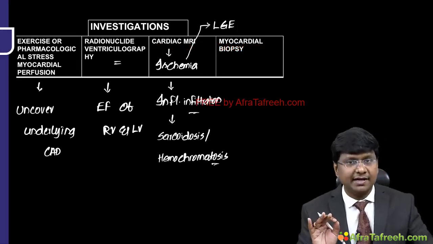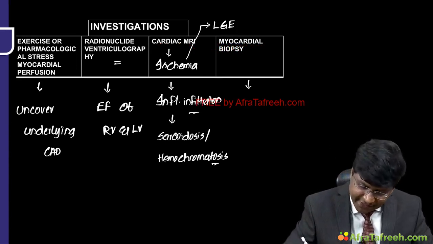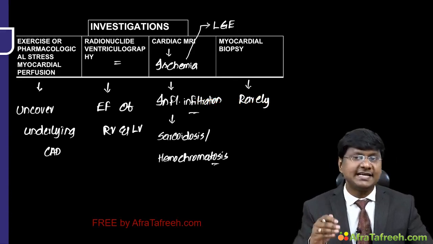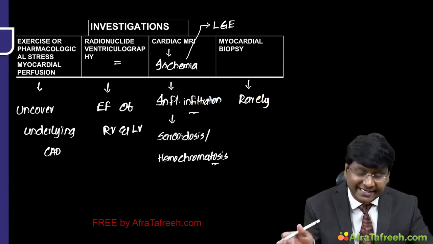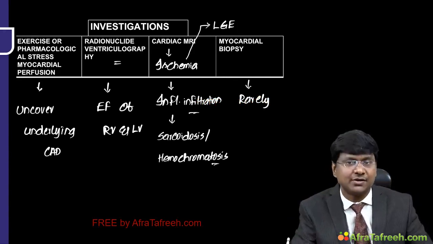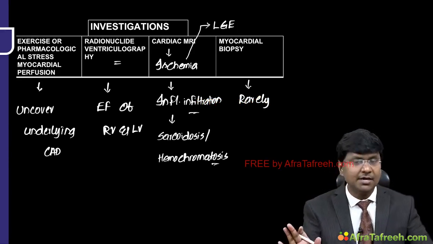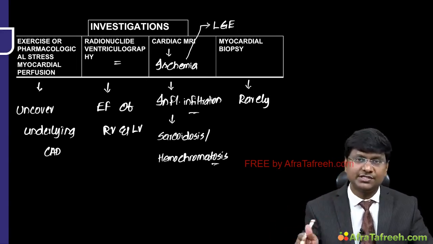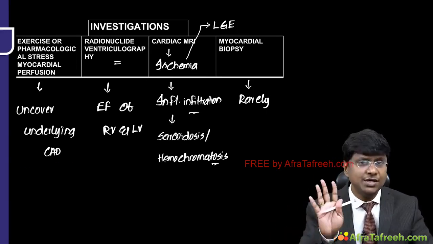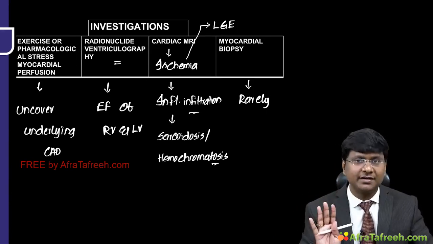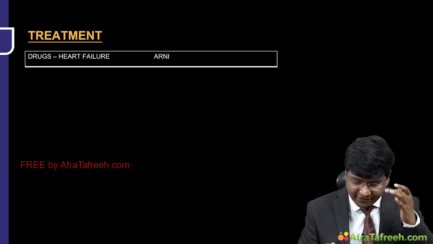Next is the myocardial biopsy. This myocardial biopsy is rarely useful in establishing the etiology causing the dilated cardiomyopathy, like hemochromatosis or sarcoidosis. We will be able to make out by doing the myocardial biopsy, but this is done rarely. So these are all the investigations. The first line investigation will be your 2D echo, which will tell you the ventricular dimensions as well as the ejection fractions.